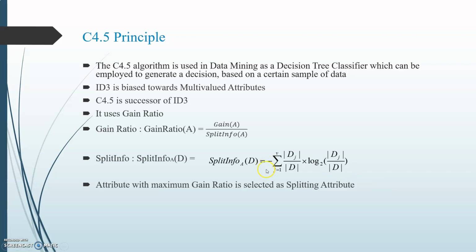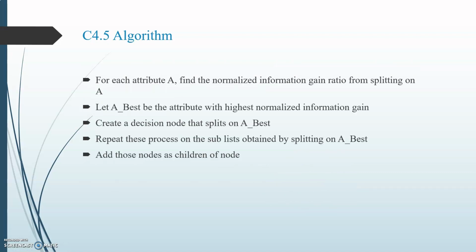The formula for calculating the gain ratio is: we divide the gain of the attribute by the split info of the attribute. Now, how will we calculate this split info? The formula is dividing the number of samples for any outcome by the number of samples in the data set, and the attribute which possesses the highest or maximum gain ratio will be selected as the splitting attribute in the decision tree. So these are the steps which we will perform.